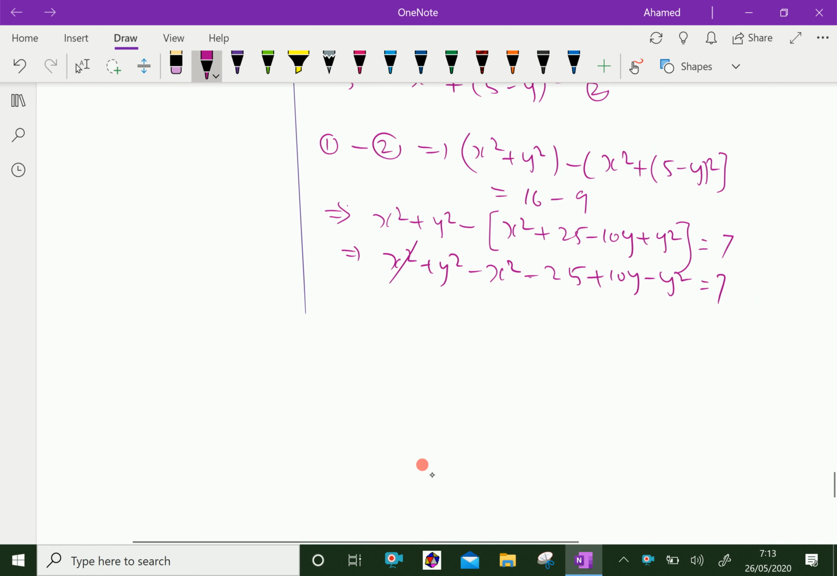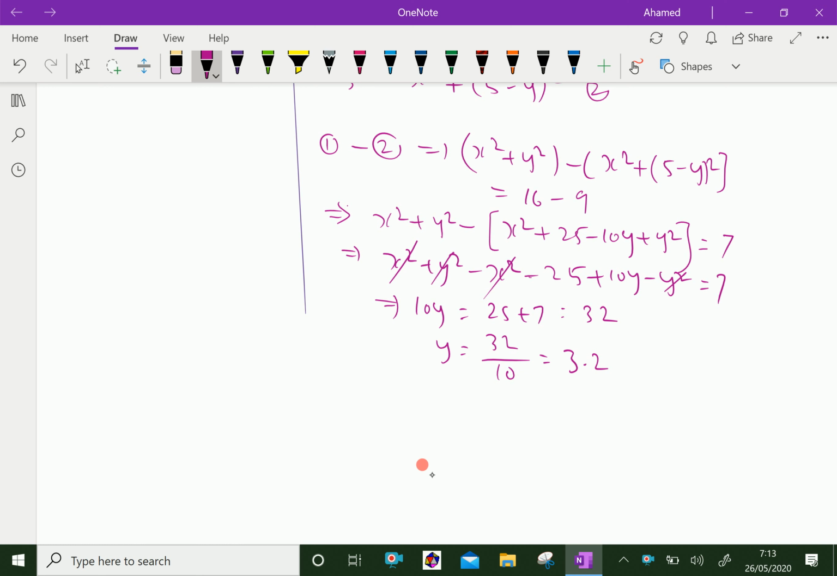So x square cuts, y square also cuts. Then it gives 10y equals 25 plus 7, which is 32. Therefore y equals 3.2, 32 divided by 10 equals 3.2.